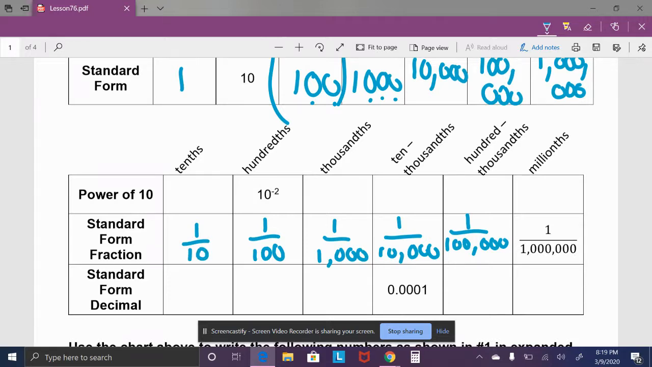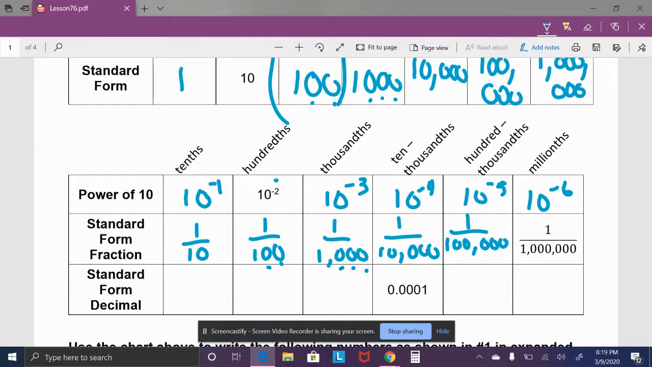Again, same kind of correlation. We have negative 2 and 2 zeros. That means this is going to be 10 to the negative 3 because there's 3 zeros. 10 to the negative 4, 10 to the negative 5, and 10 to the negative 6. Oh, and all the way to the 10 to the negative 1.